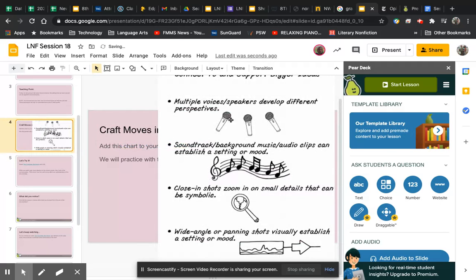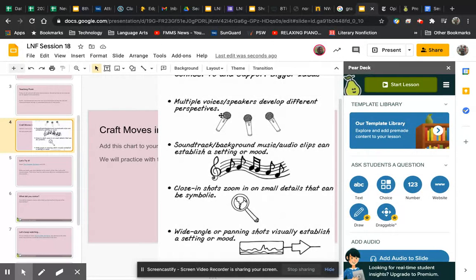So we have multiple voices. We want to make sure that every speaker can develop different perspectives. Everybody is able to speak and give different perspectives. So that's a way that people use their craft moves. You have your background music, and that helps with your setting or your mood. Okay, you want to listen to that.